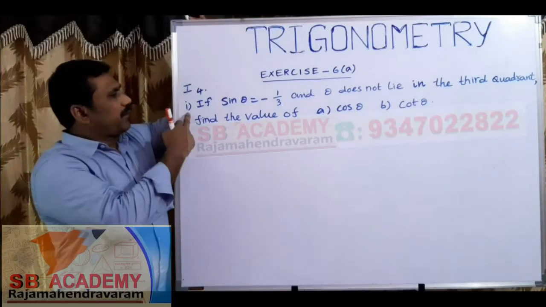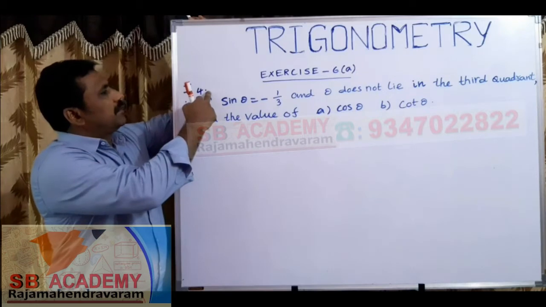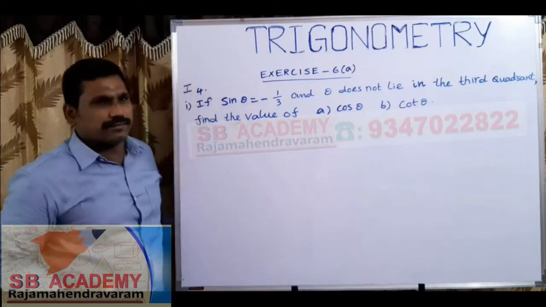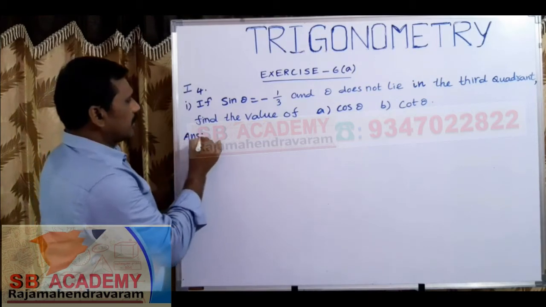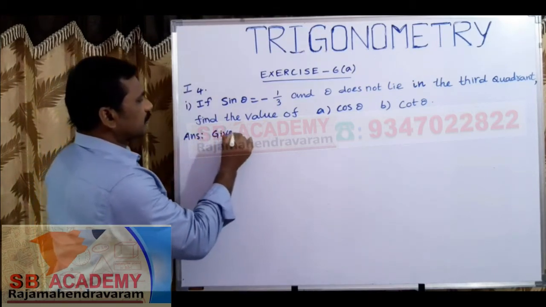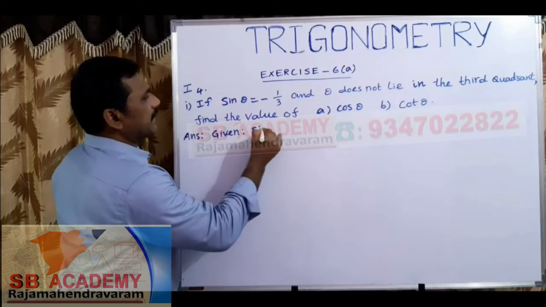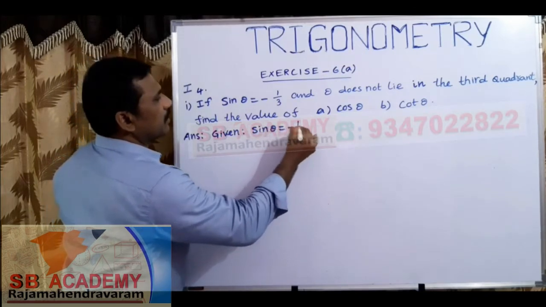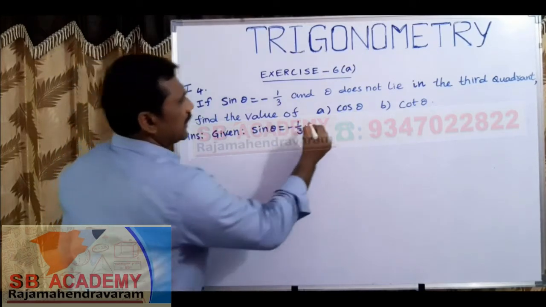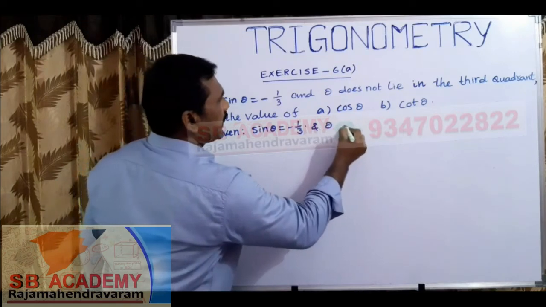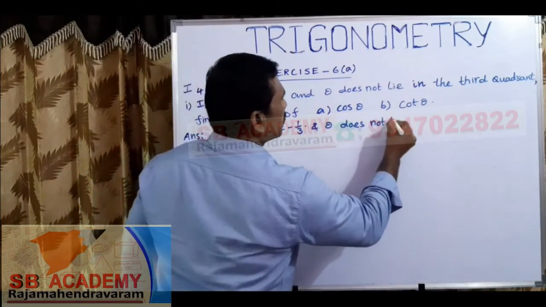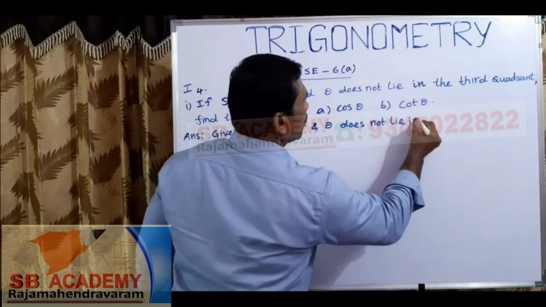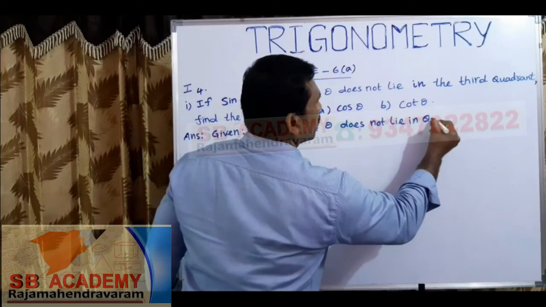Observe the first problem of fourth one in first Roman. See here, given that sin theta equal to minus 1 by 3 and theta does not lie in third quadrant.